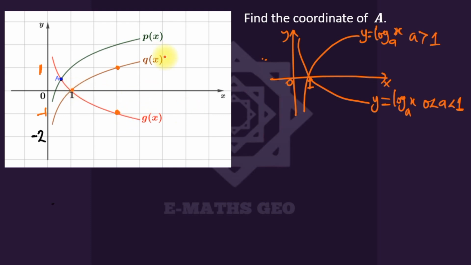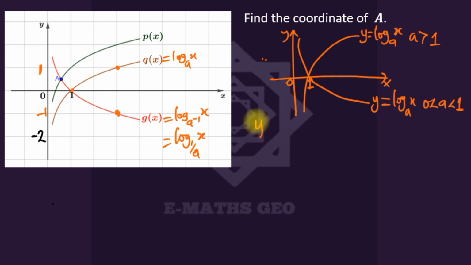So if I call this log base A of X, and for this to be greater than 1, and this is between 0 and 1, for them to be the same this should be A to the power minus 1, or you write it log base 1 over A of X. As you can see, they have common points. So that's it.